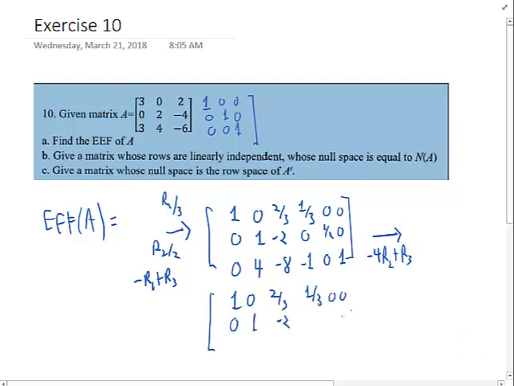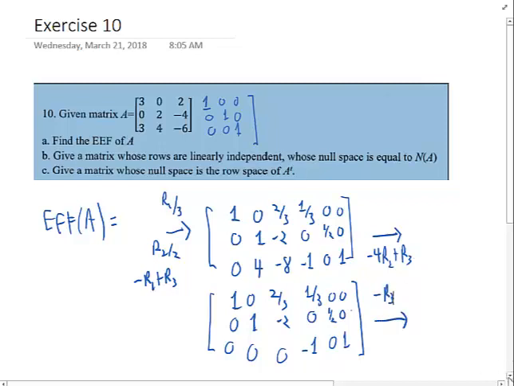Now notice these are already in row echelon form. 0, 1/2, 0. And then the last one, when I do that, I'm going to get 0, 0, 0. And then this is going to be minus 1, 0, 1. Okay, and then to get the final row echelon form, I just take R3 minus R3.